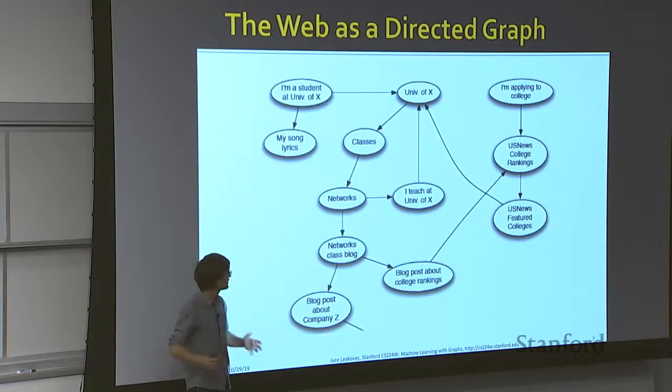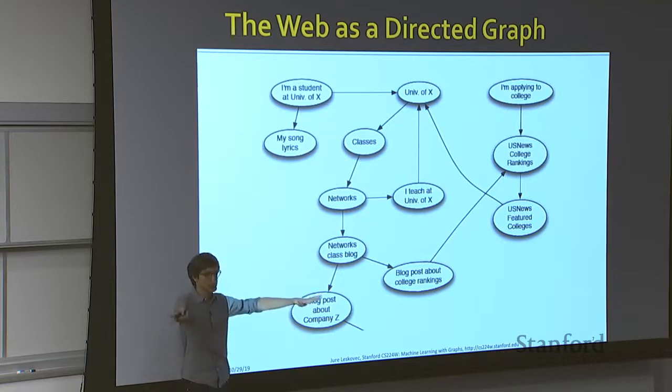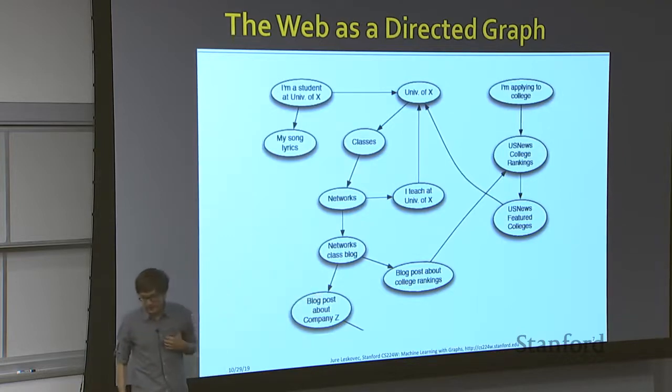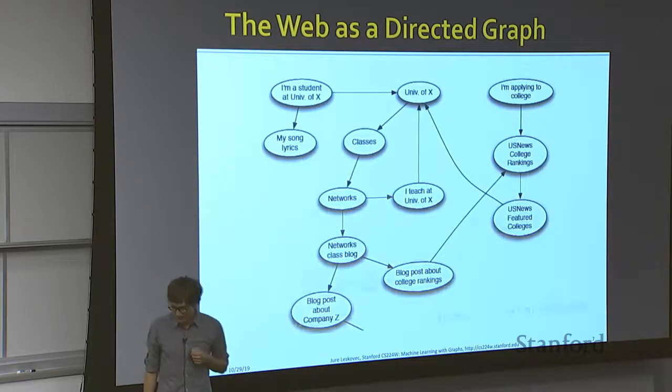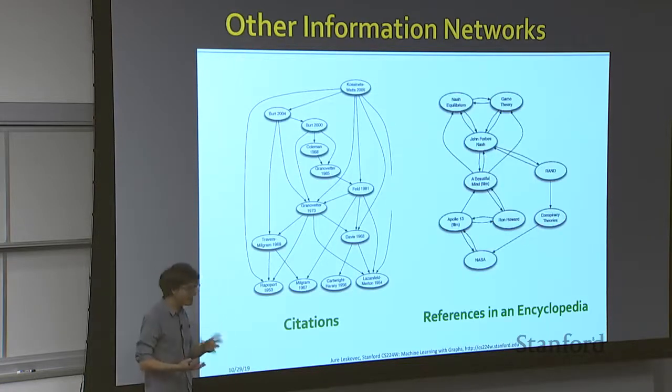There is no central directory, so you have to do the breadth-first search over this graph to identify the pages. And this is the structure of the graph we'll be looking at. There are other examples of information networks that you can think in a similar way.